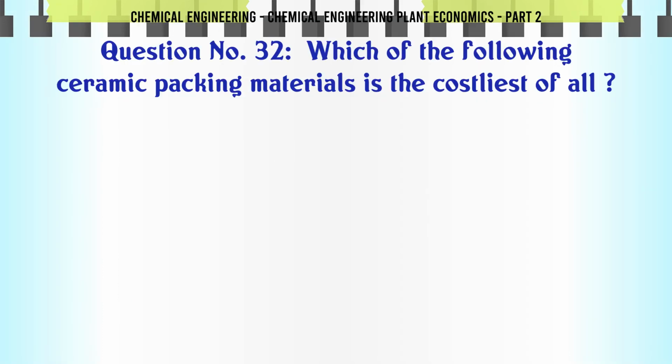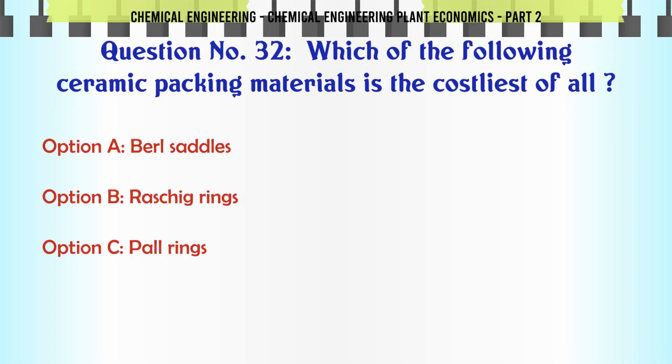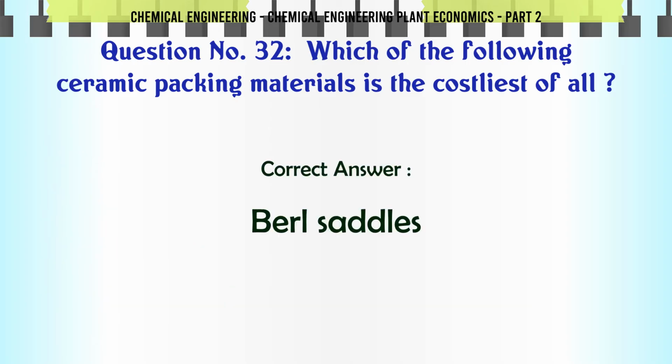Which of the following ceramic packing materials is the costliest of all? A. Berl saddles. B. Raschig rings. C. Pall rings. D. Intalox saddles. The correct answer is Berl saddles.